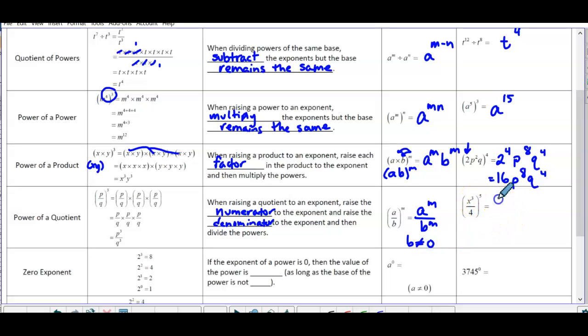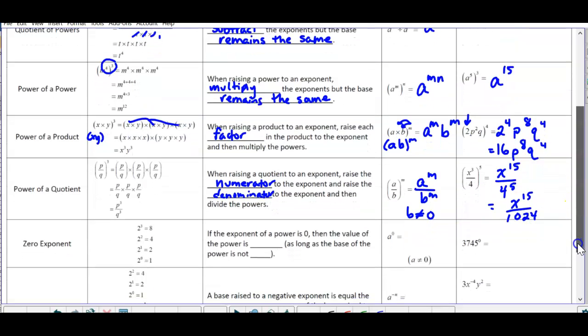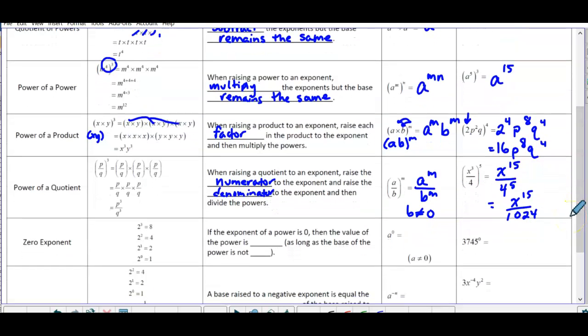So here, that's going to be x to the 15 over 4 to the 5, and then evaluate that. So x to the 15, 4 to the 5 is 1024.